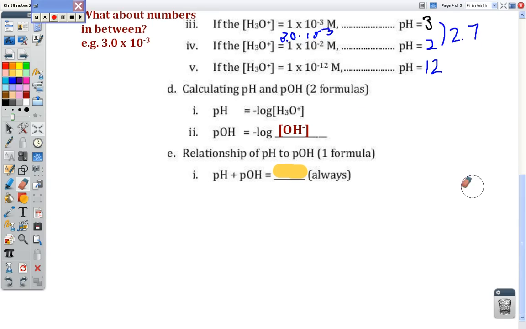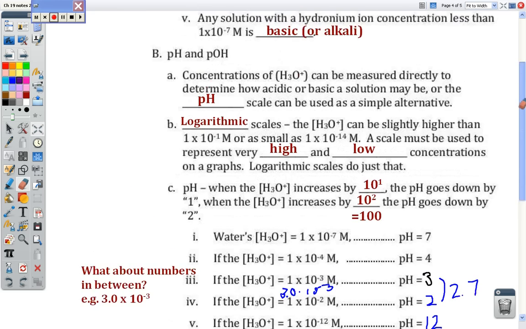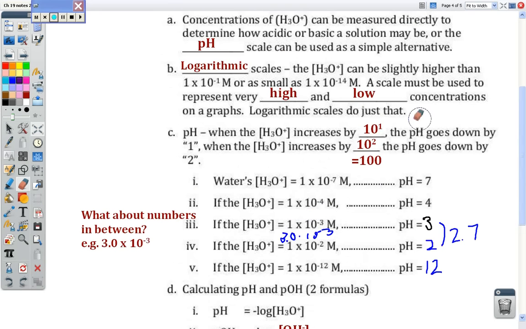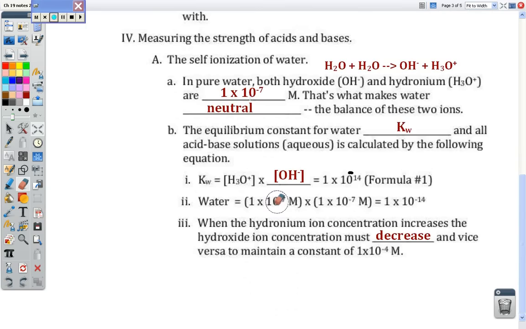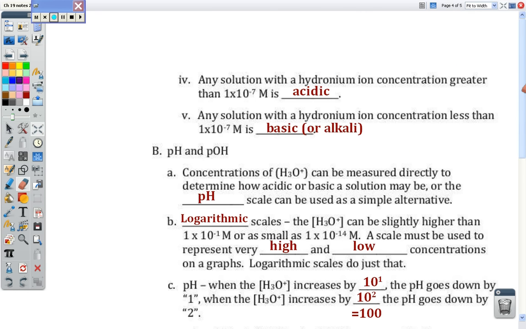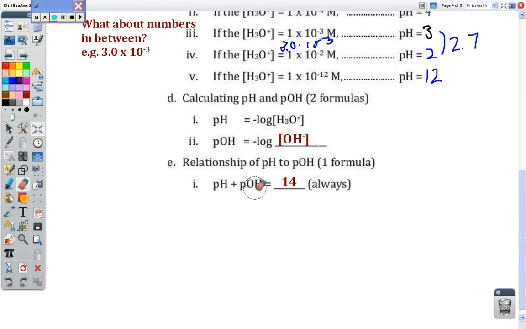Now, the pH and the pOH always add up to 14, which should make sense because in water, the concentrations of the two are equal, so this is going to have a pH of 7 and a pOH of 7. The two of them together are going to add up to 14. So, same thing over here. pH and pOH are always going to add up to 14.